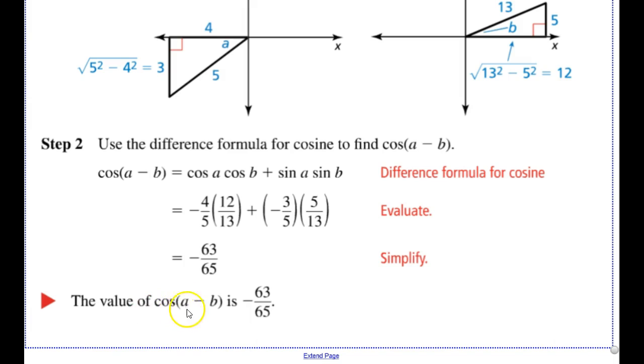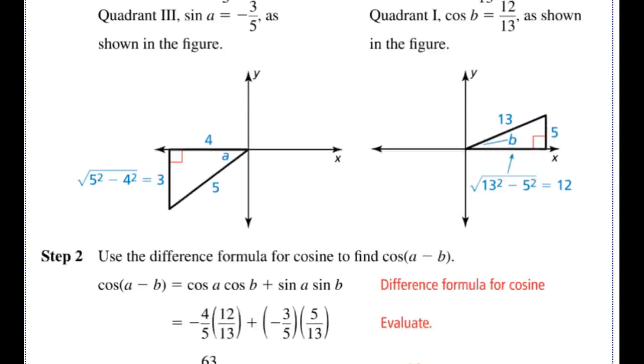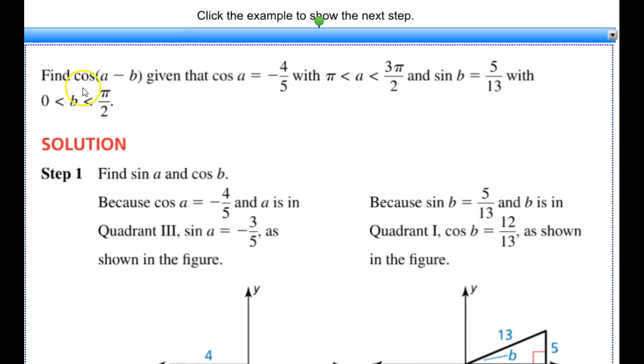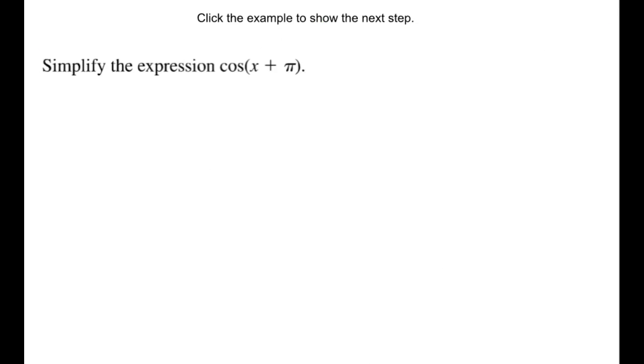So the value of cosine of A minus B is -63 over 65. When we're dealing with stuff like this and you're only given one piece of information, you can always use your triangles and your trig functions to help you find the other piece of information that you need.